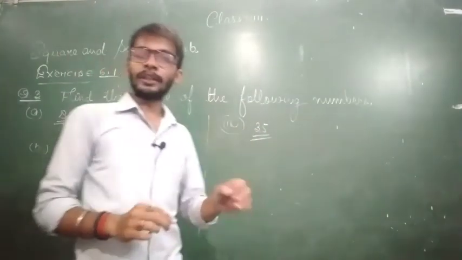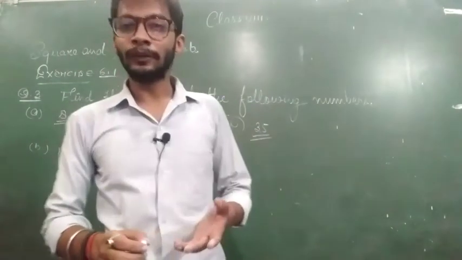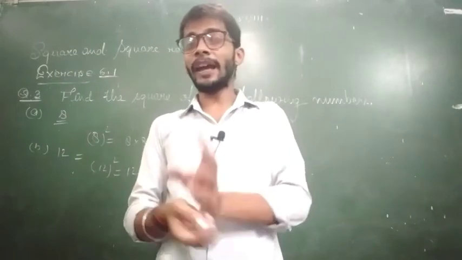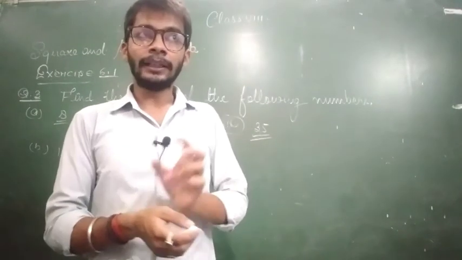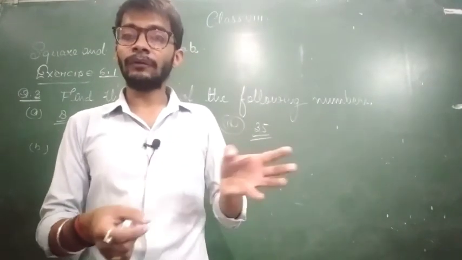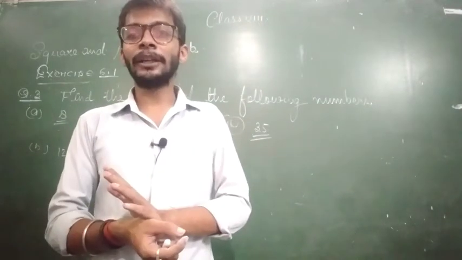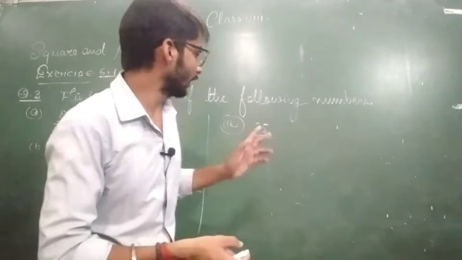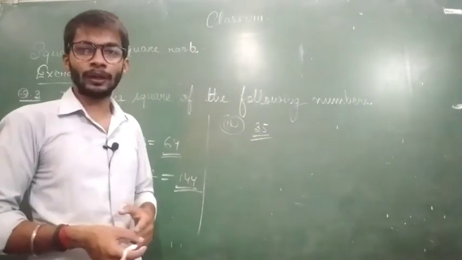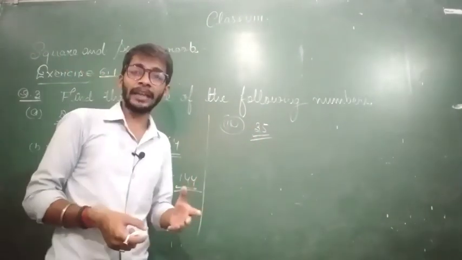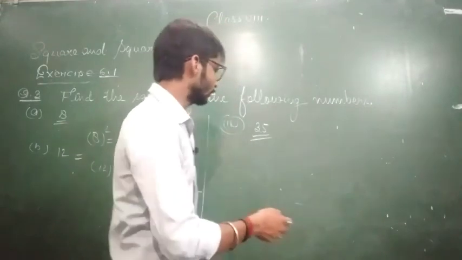So there is another method to find the square of this number, 35. If any number ends in 5, like 75, 85, 95 and others, you can easily find the multiplication of these numbers. Here I will tell you the method to find the square of these numbers without making the actual multiplication.